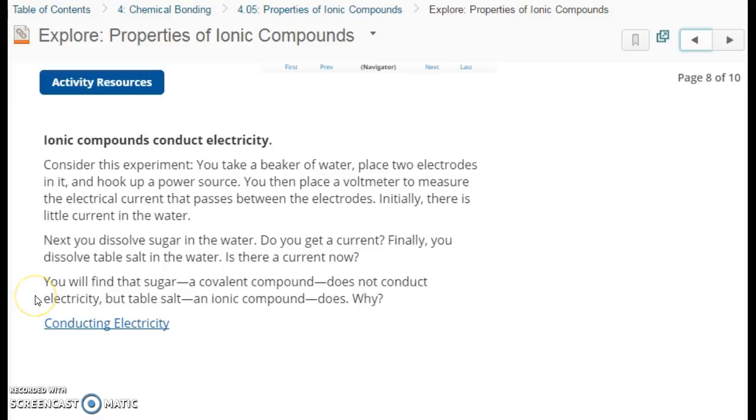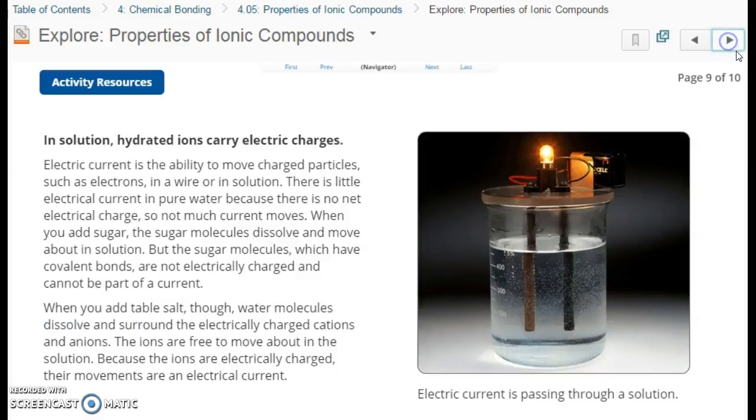So again, you will find that sugar, a covalent compound, meaning two nonmetals that are going to share electrons, does not conduct. But the table salt is an ionic compound. It's going to conduct electricity. Why? Because you have those positive and negative ends.